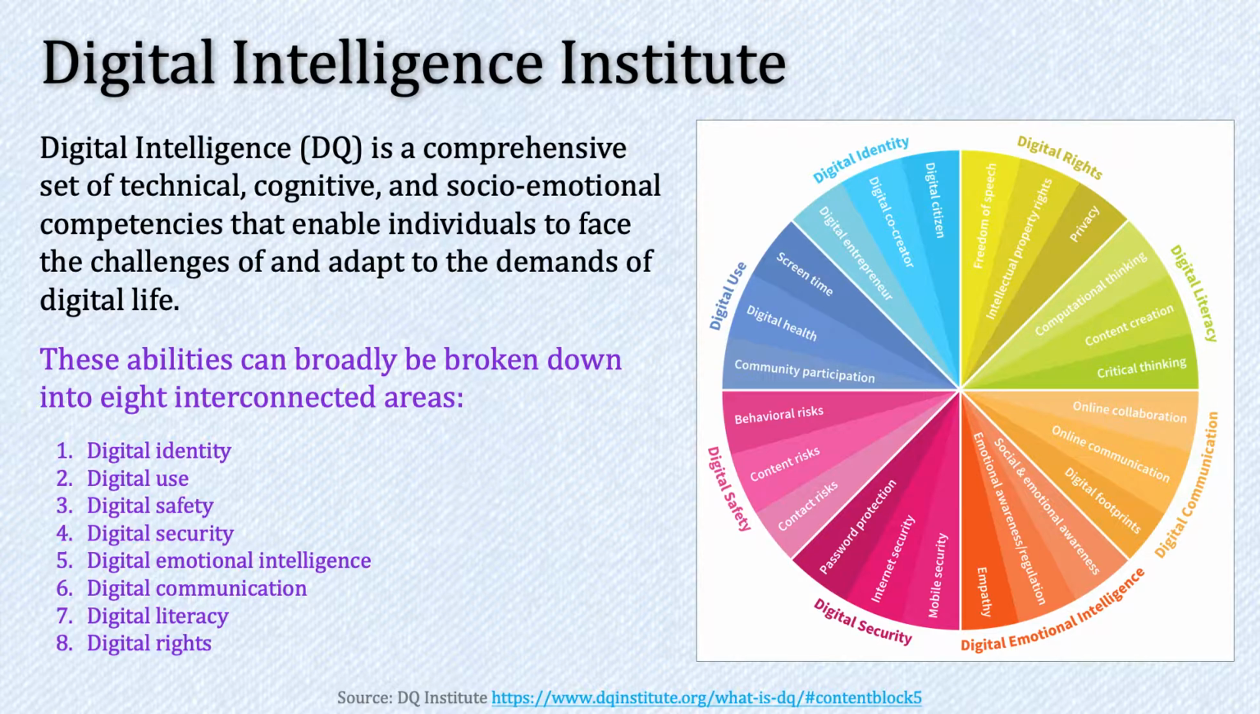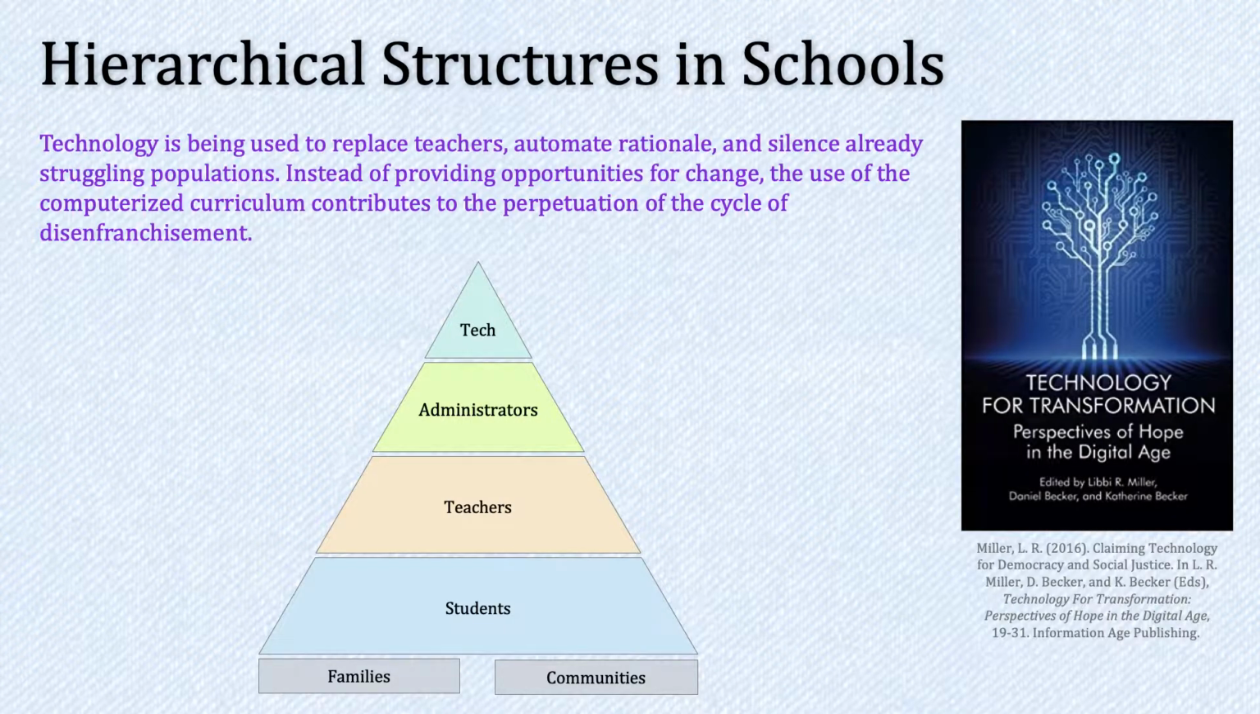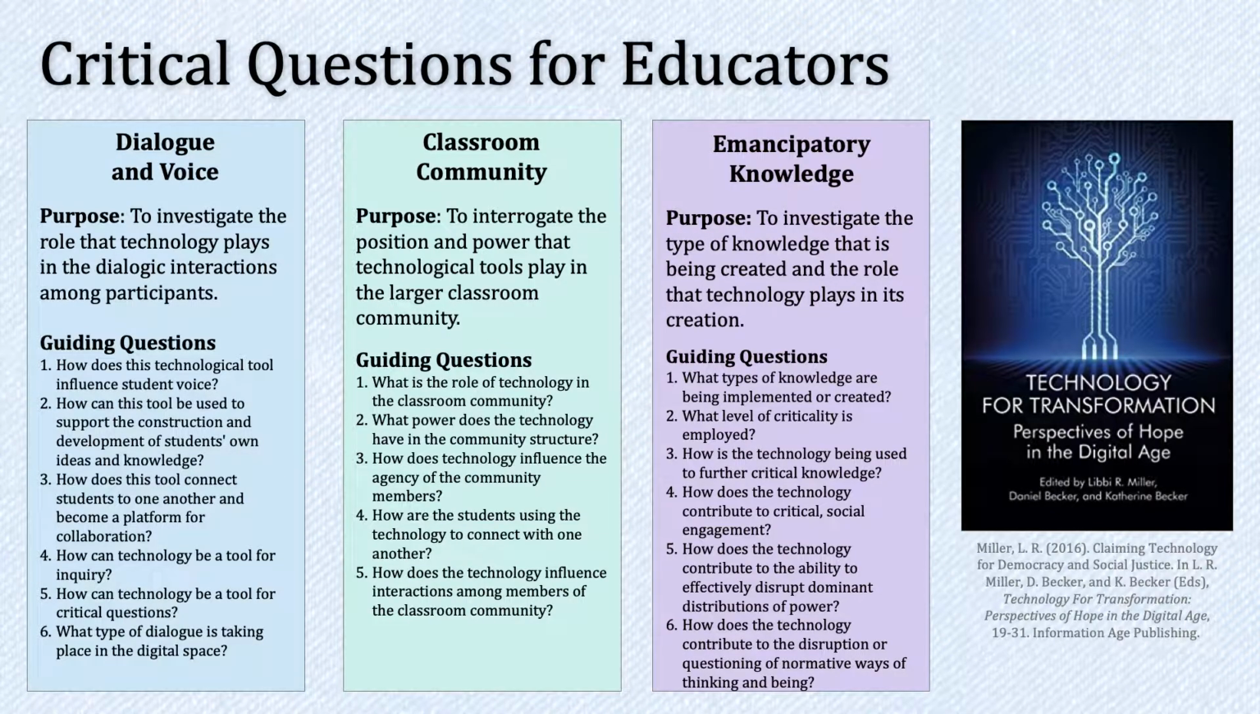In the final weeks, we introduced the concept of digital intelligence in the 8 interconnected areas that make up this wheel of technical, cognitive, and social-emotional competencies. We also read Miller's warning that we should not let technology be at the top of schools' hierarchical structures. And to avoid such a worrying and dehumanizing scenario, we need to think about how we as educators can implement technology in ways that promote student empowerment and voice, protect the well-being of the community, and interrogate the status quo.